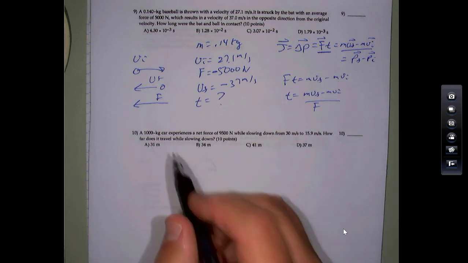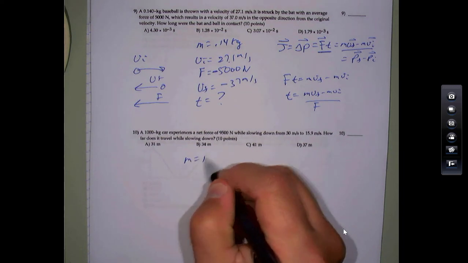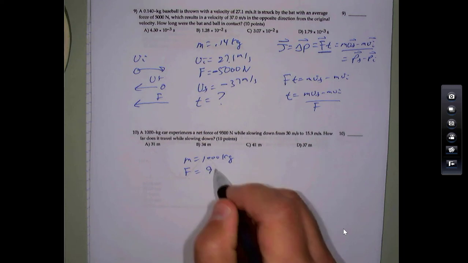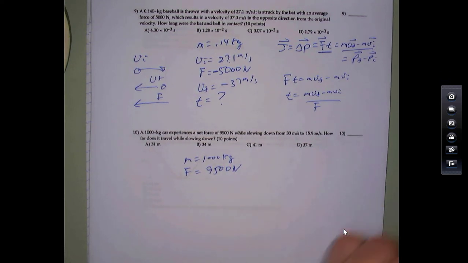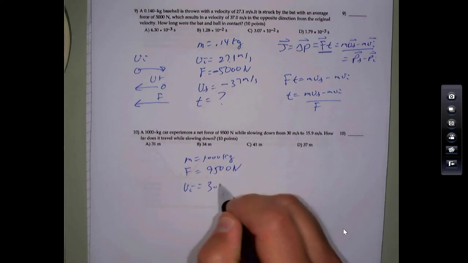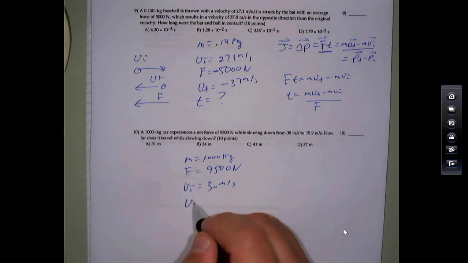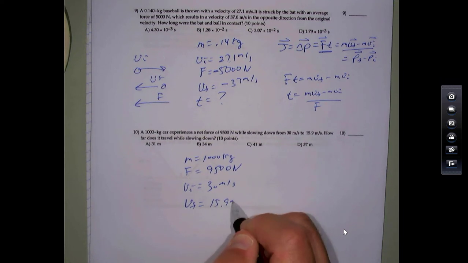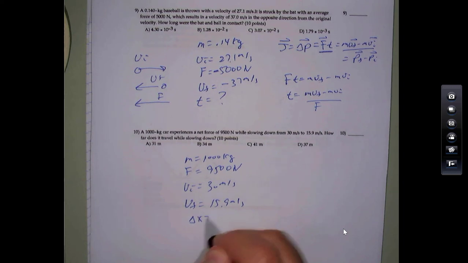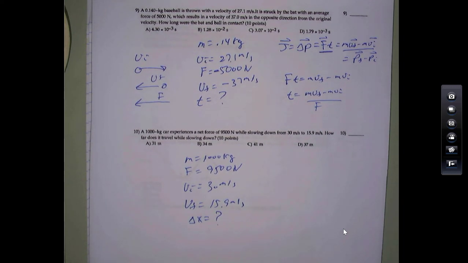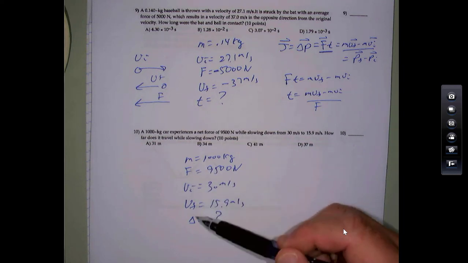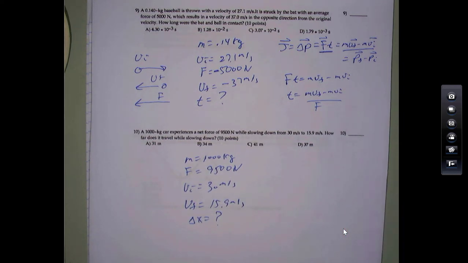Now let's look at the next one. A 10,000 kilogram car experiences a force of 9,500 newtons, slowing down from initially 30 meters per second down to a speed of 15.9 meters per second. How far does the car travel? Okay, so this problem has mass, velocity, force, and displacement. This is a great candidate for the work-energy theorem.